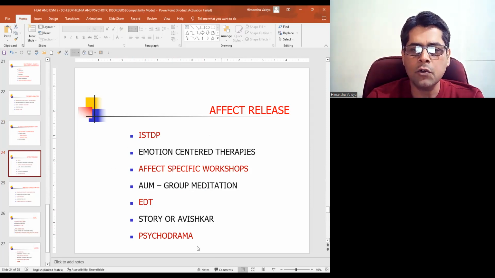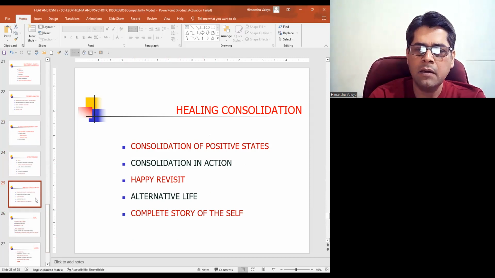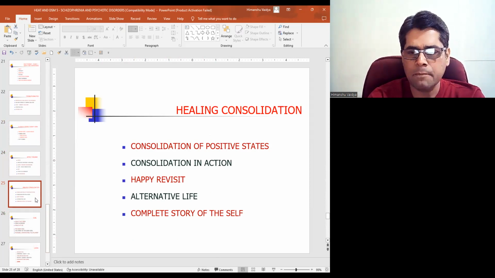And this is a short-term work. We have to finish and get back to the therapy and consolidate the healing. Consolidation involves consolidation of positive states, consolidation in action, a happy revisit to the past, an account of the alternative life which would have been had the pathology not been there, and now a complete story of life as it is going to be.